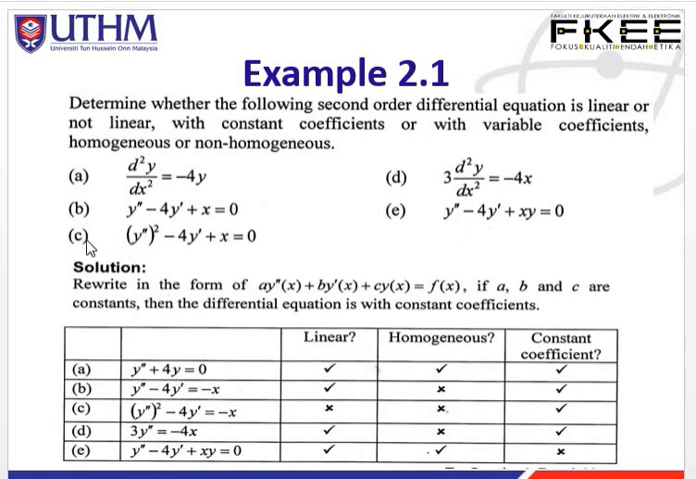Okay, we go to another question. Question C: y double prime to the power of 2 minus 4y prime plus x equal to 0.